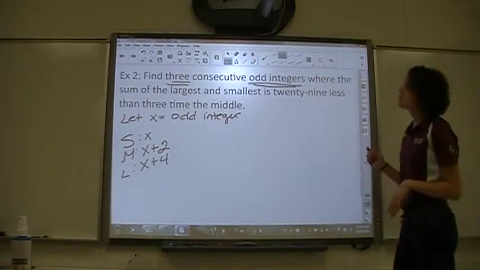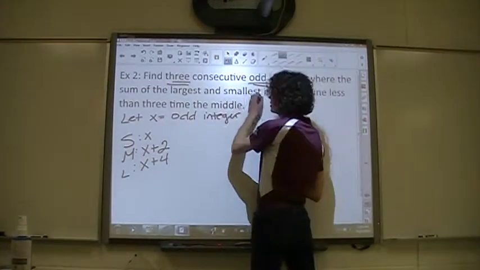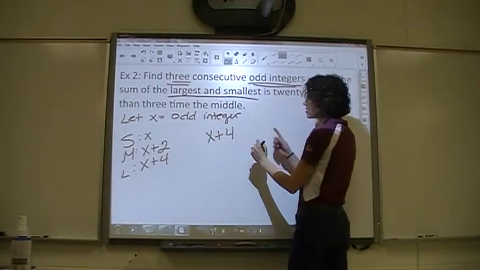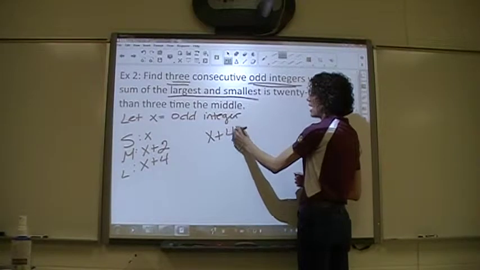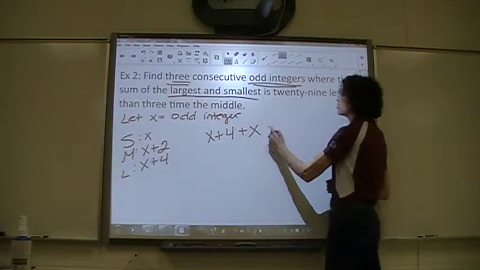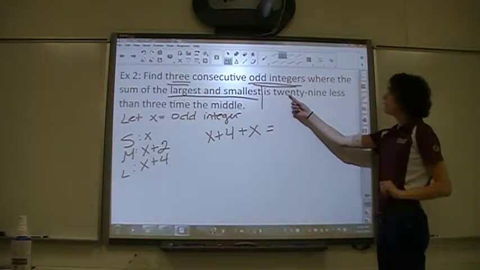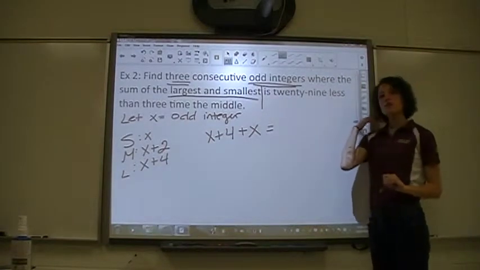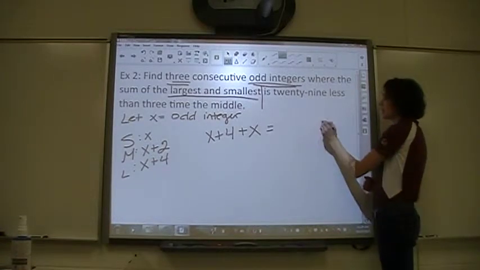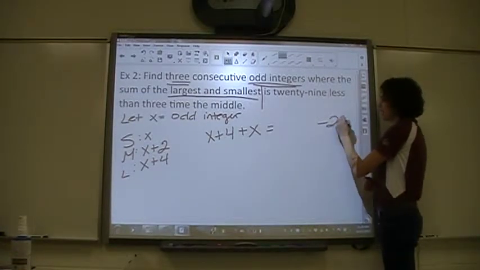So it says the sum of the largest and the smallest. So the largest integer would be x plus 4. The smallest integer is going to be x. So it's the sum of the largest and the smallest is. So you see your equal sign. 29 less than. Now whenever you have less than or greater than, I want you to put it all the way at the end. So 29 less than means minus 29.